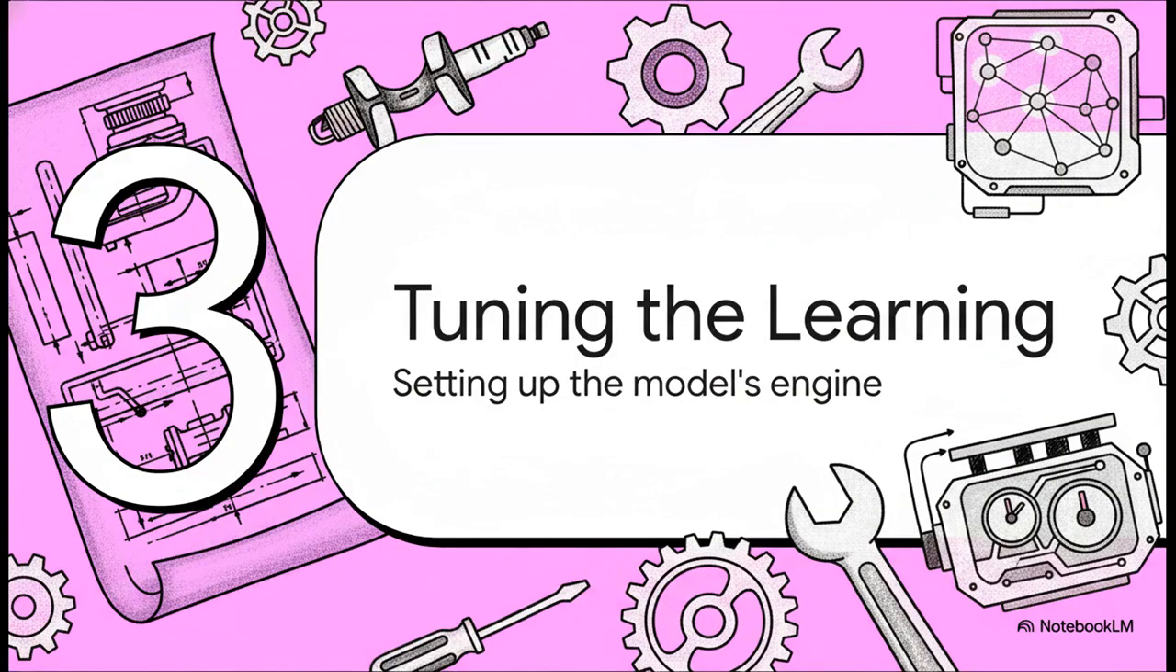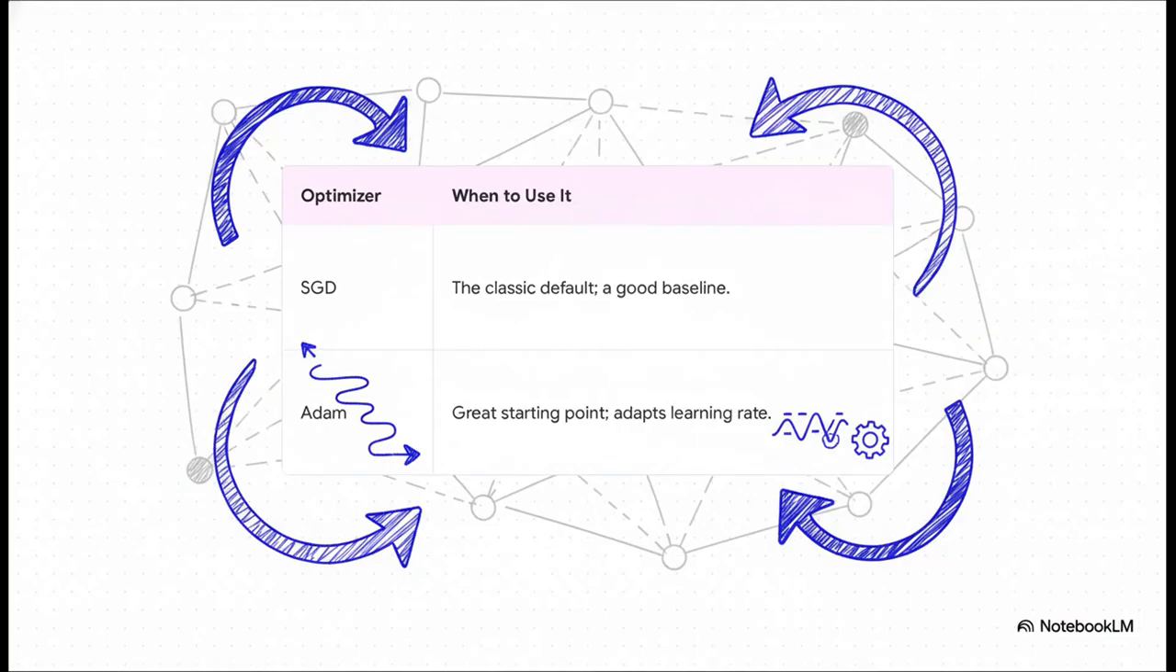Phew. Okay, the blueprint is designed. Now it's time to tune the learning process itself. This is kind of like choosing and configuring the engine that's going to power our model. At the heart of that engine is the optimizer. This is the algorithm that actually does the learning. It's what updates all the network's weights to make it smarter.